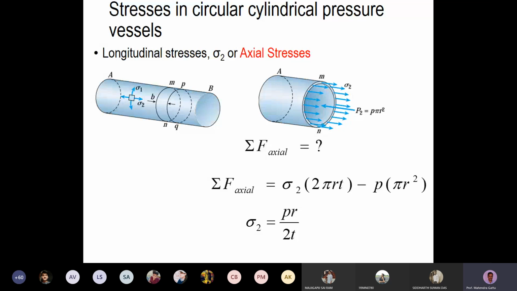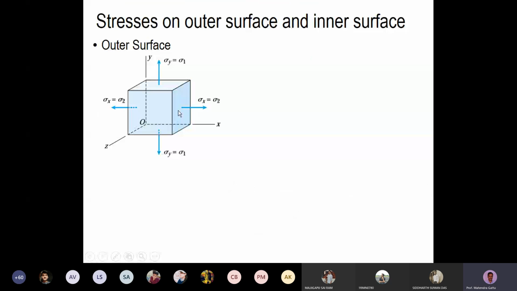So we see that the hoop stress is higher than the longitudinal stress. The stress on the circumference is more, twice the axial stress. Now we will draw the Mohr circle and look at the stresses on the inner surface and the outer surface. On the outer surface, again we have sigma x, sigma y, and sigma z is 0. So we will have no Mohr circle for in-plane stresses.